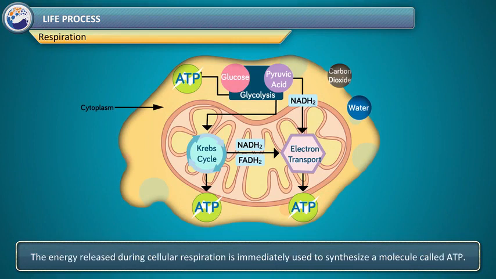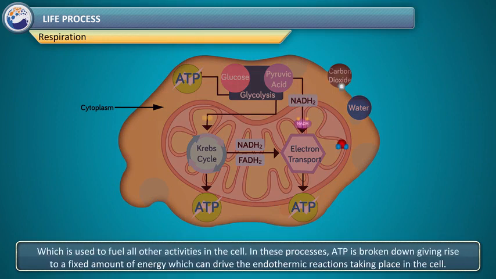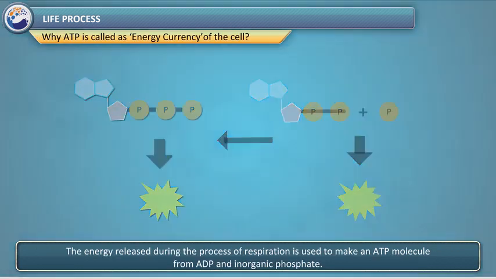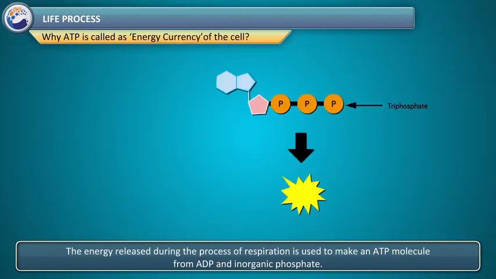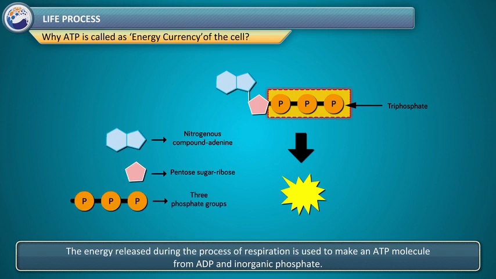The energy released during cellular respiration is immediately used to synthesize a molecule called ATP, which is used to fuel all other activities in the cell. In these processes, ATP is broken down, giving rise to a fixed amount of energy which can drive the endothermic reactions taking place in the cell. Why ATP is called as energy currency of the cell? The energy released during the process of respiration is used to make an ATP molecule from ADP and inorganic phosphate.